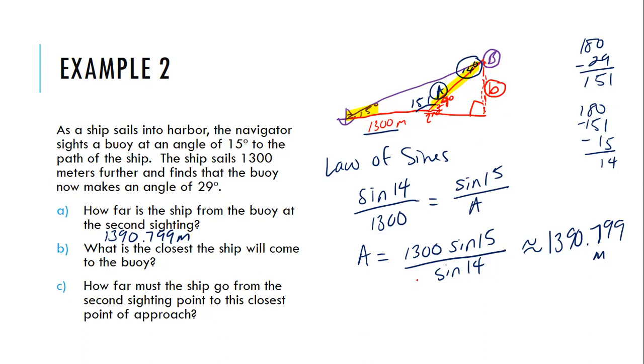Okay, so now I have a right triangle. From part A, we now know the value of this, right? That value is 1,390.799.